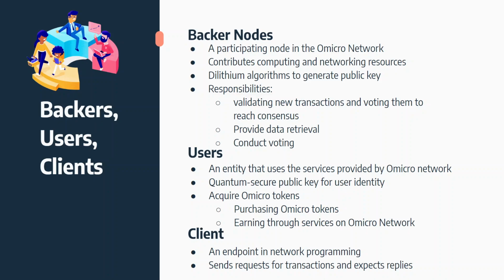And finally, a third component that makes up this micro network is a client. A client is an endpoint in the network programming, and the client sends requests to the micro network for transactions as they expect replies. Clients can contact nodes in the micro network and use the nodes as a proxy. The network nodes are often the clients. So essentially, backer nodes, users, and clients make up the whole micro network.